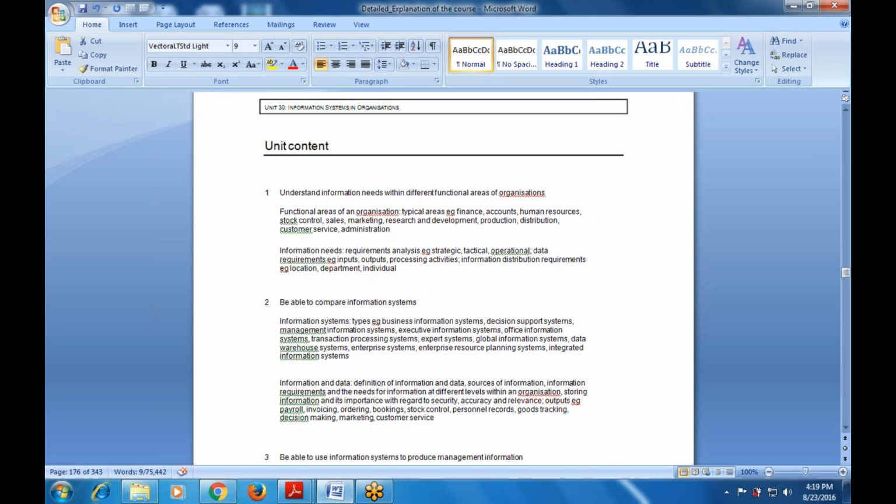The next one is the information needs. That includes the requirement analysis. That example includes strategic, tactical, operational. So what are the various requirement analyses that are focused on? What are the various needs that are focused on?